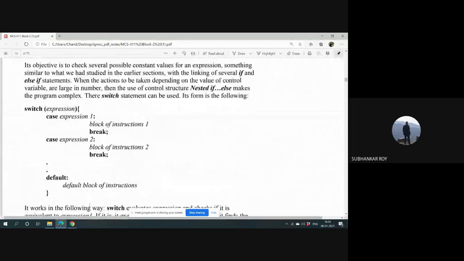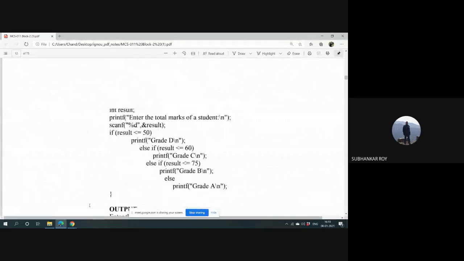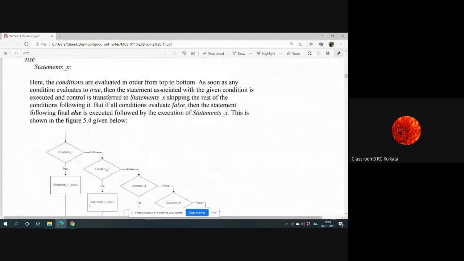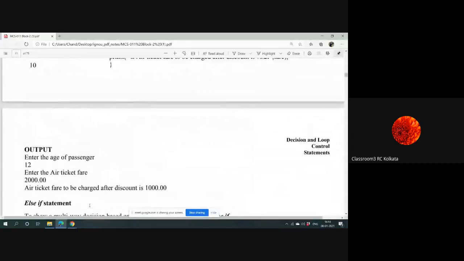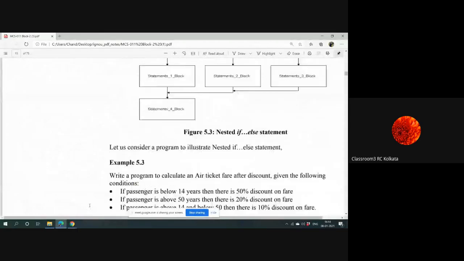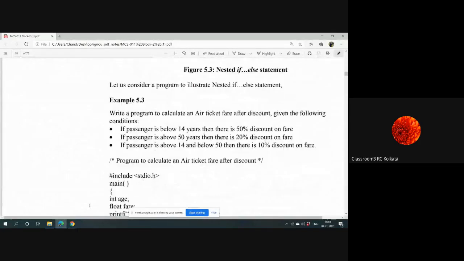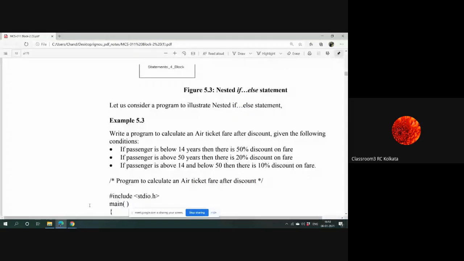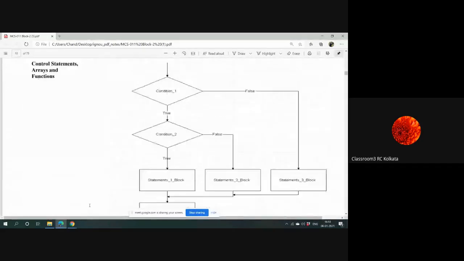No, it is... Yes, ma'am. Yesterday we had been given it, ma'am. Where? Else if. Nested if. Only structurally they have given nested if.